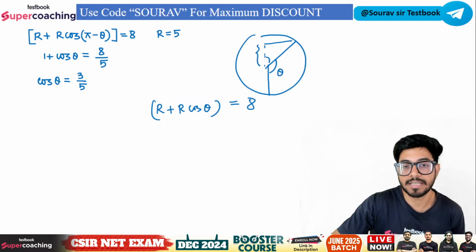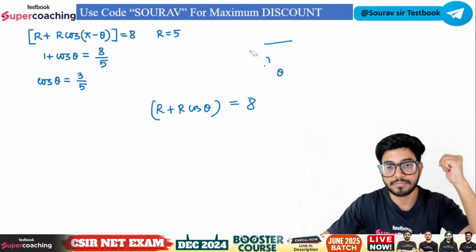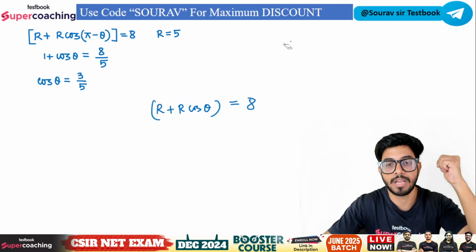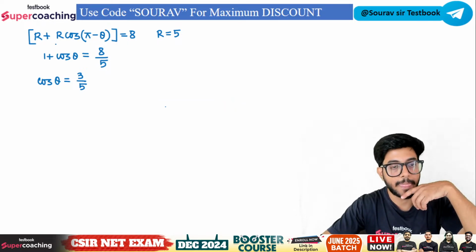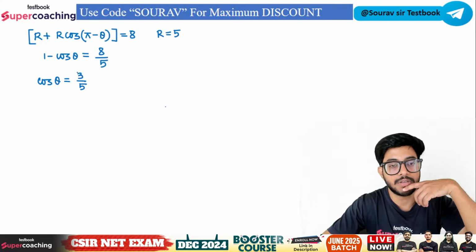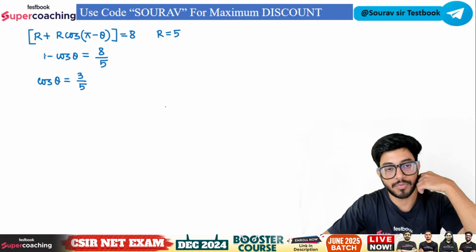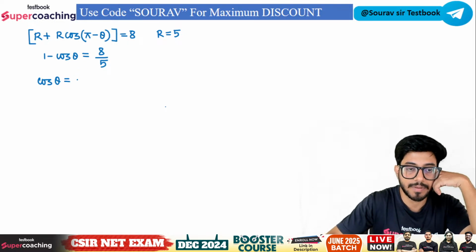Now I think it's fine, because if this angle is theta, then this is 180 minus theta. Good. Now the thing will be fine, yes. So cos pi minus theta is minus. So 1 minus cos theta is this. So cos theta, if I just bring it on this side, 1 minus 8 by 5 is basically minus 3 by 5. Cos theta is minus 3 by 5.